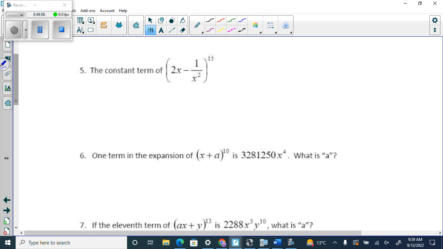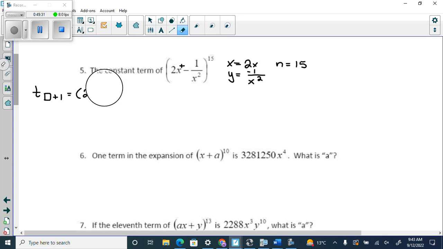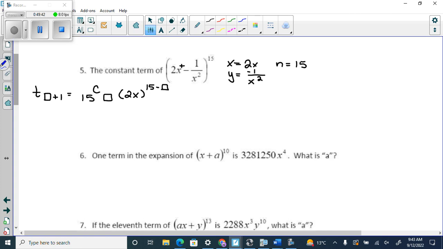So I'm going to fill in what I do know. So I know x is 2x. I know y is negative 1 over x squared. And n is 15. And I don't know k. So I'm going to go t blank plus 1 equals, whoa, I really forgot the n there. n, which is 15, c box, x, which is 2x to the 15 minus the box, and then negative 1 over x squared to the box.